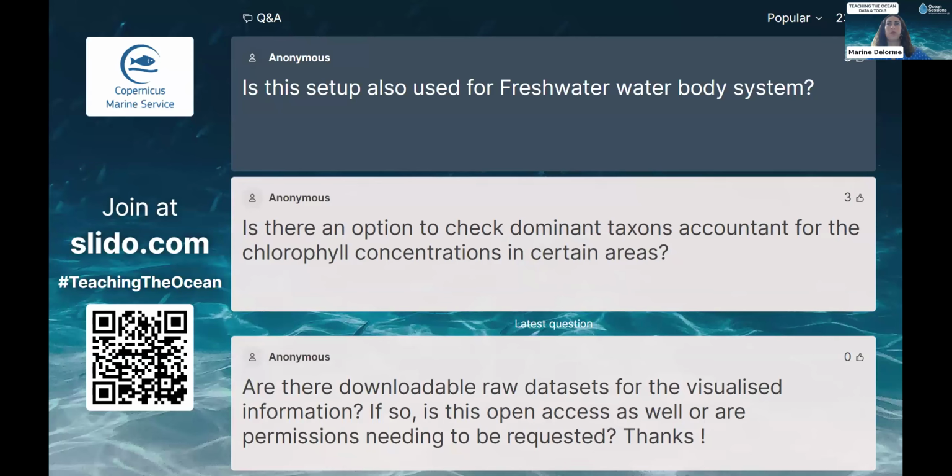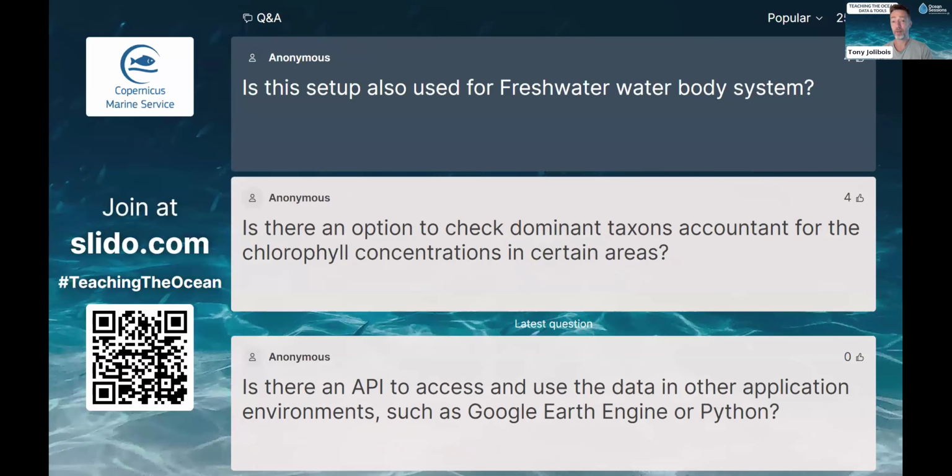Is this setup also used for freshwater water body system? If the freshwater water body system refers to land data, no. We, as the Copernicus Marine service, focus on the ocean and seas. We don't provide data on the land part.